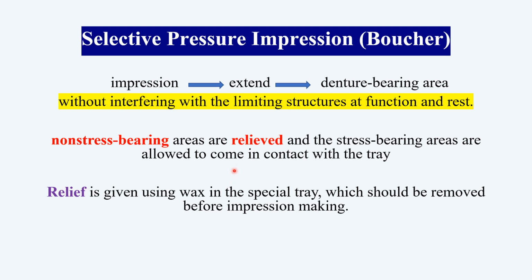Those are the structures where the nasopalatine vessels and nerves pass. So if we give pressure over there, it can cause paralysis or even the nerves can be punctured or injured. So for non-stress bearing areas, we give relief, and for the stress bearing areas, we allow the tissue to come in contact with the tray. Relief is usually given using wax in a special tray, and that should be removed before the final impression taking.